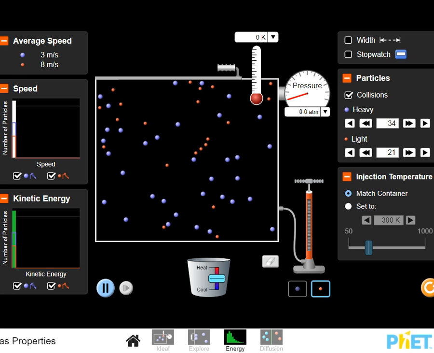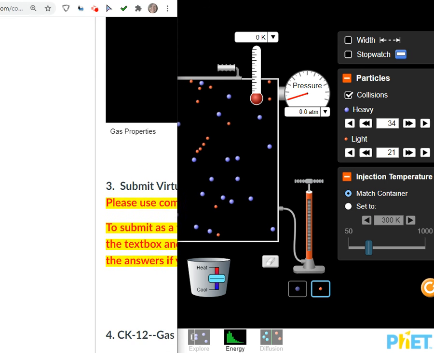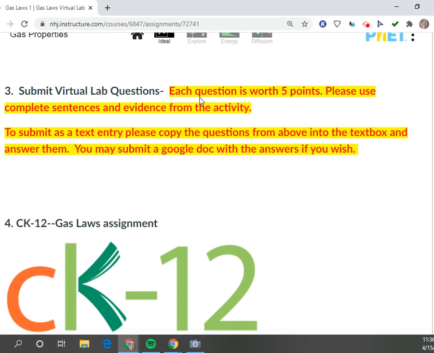All right. So I do want to bring over the instructions for submission. Each question is worth 5 points. Please use complete sentences and evidence from the activity. To submit as a text entry, you should already have those done. You're going to just hit submit. But if you've got a Google Doc, please submit as a PDF.